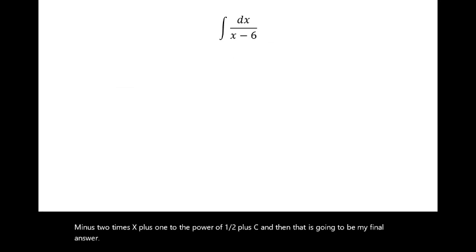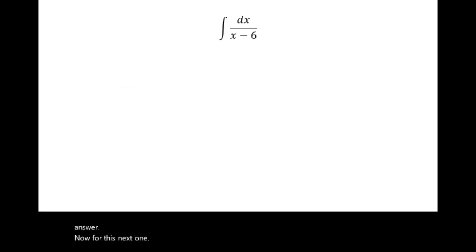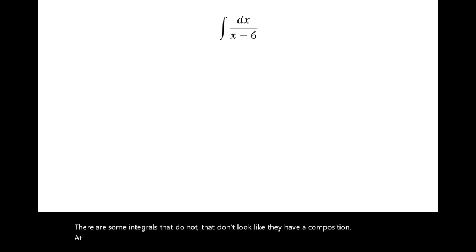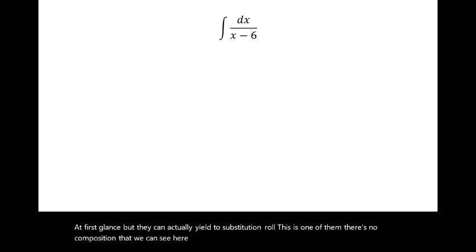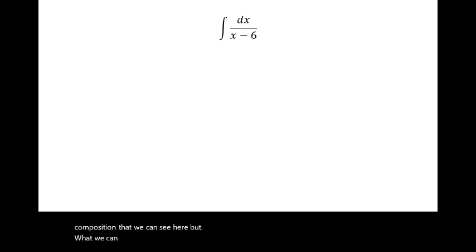Now for this next one, there are some integrals that don't look like they have a composition at first glance, but they can actually yield to substitution rule. This is one of them. There's no composition that we can see here. But what we can do is we can let u equal that denominator. That's really the only thing we have to choose from.